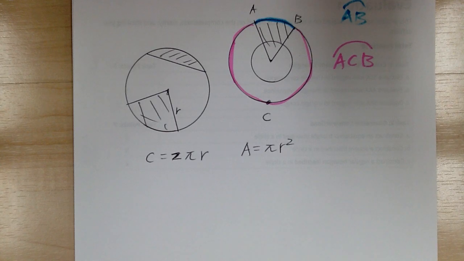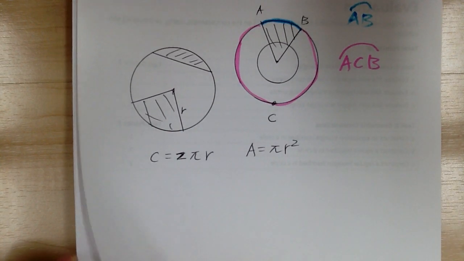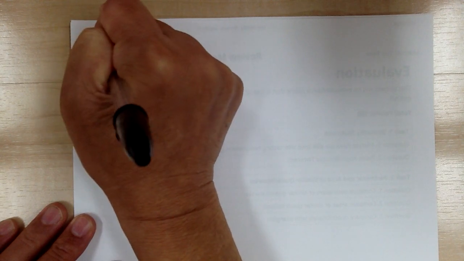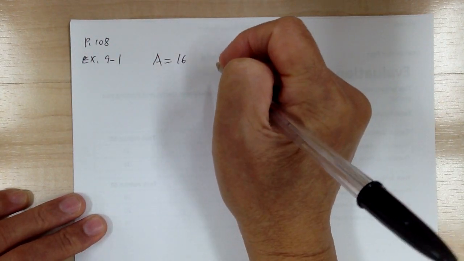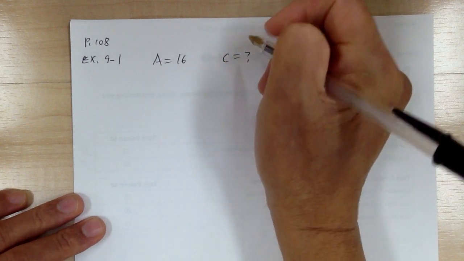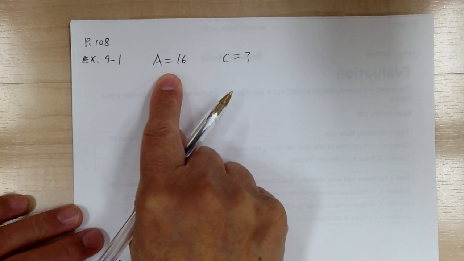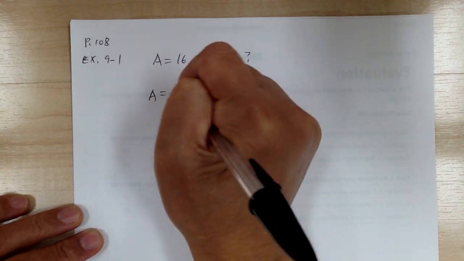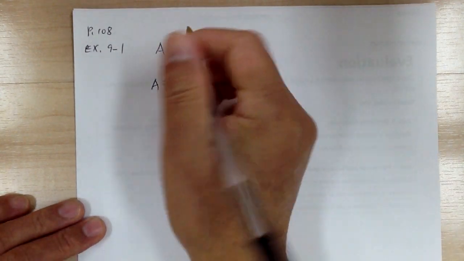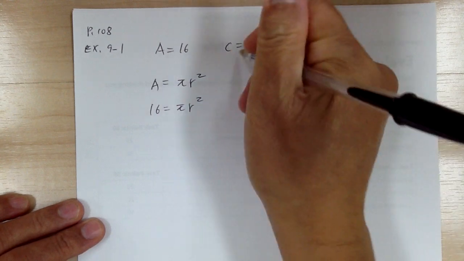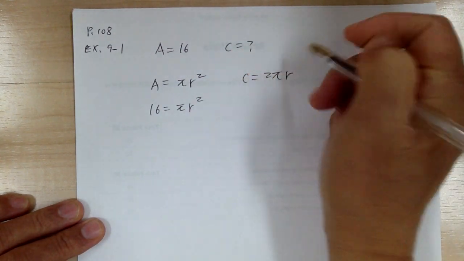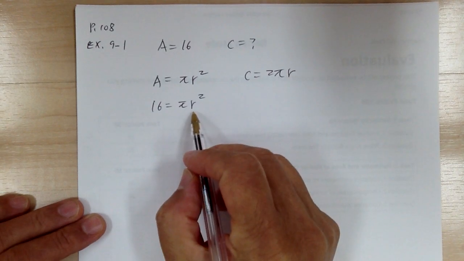Okay, so let's go over some examples. Let's go to example 9-1. It says the area of the circle is equal to 16. What is the circumference of the circle? So we need to use this information to find the radius. Area of a circle equals pi r squared, so you substitute: 16 equals pi r squared. Now circumference equals 2 pi r.